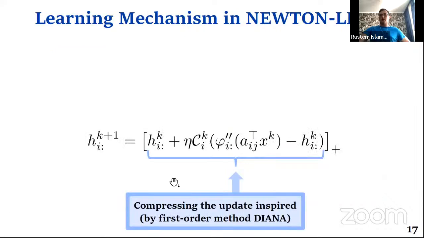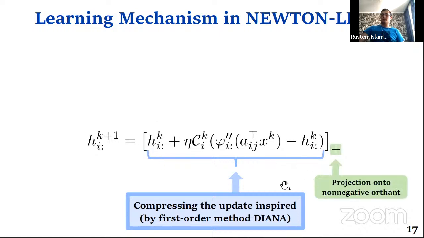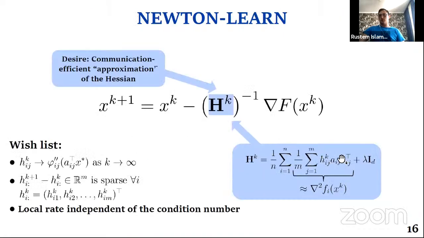So now let me introduce our learning mechanism for these coefficients. It is based on the learning mechanism which was introduced in the paper about the DIANA method. This is a first order method. So we perform a DIANA-like update and then project onto the non-negative orthant. We project onto the non-negative orthant just because, as we remember, second derivatives are non-negative. So our coefficients also should be non-negative. This is also important because we need this term to be a positive semi-definite matrix.